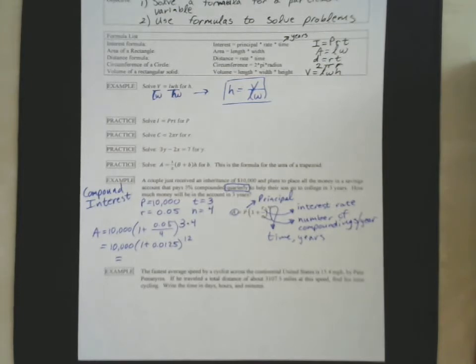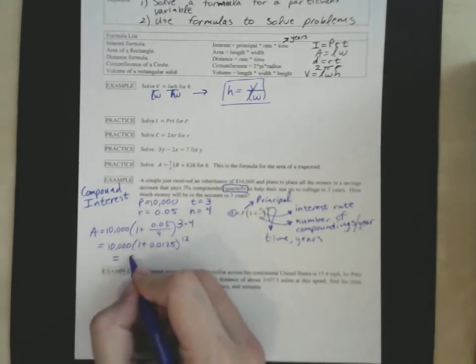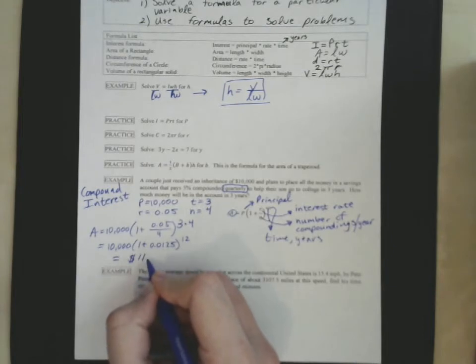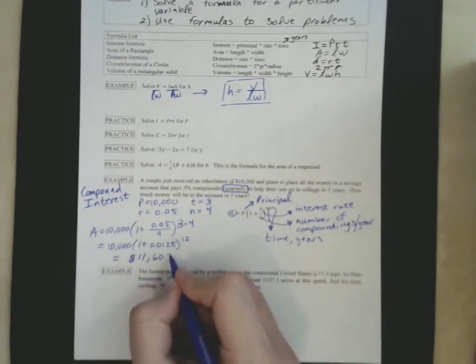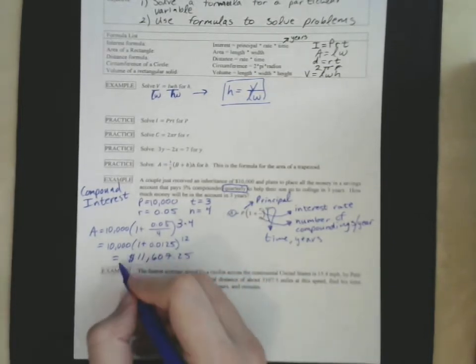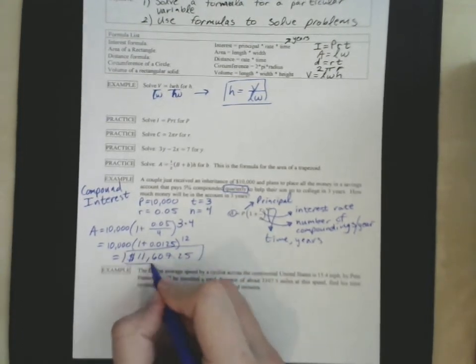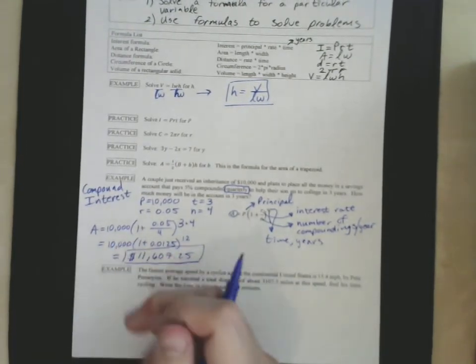You will need a calculator to do this. And when you simplify it all down, we get $11,607.25. So in 3 years, they'll make a little under $1,700.